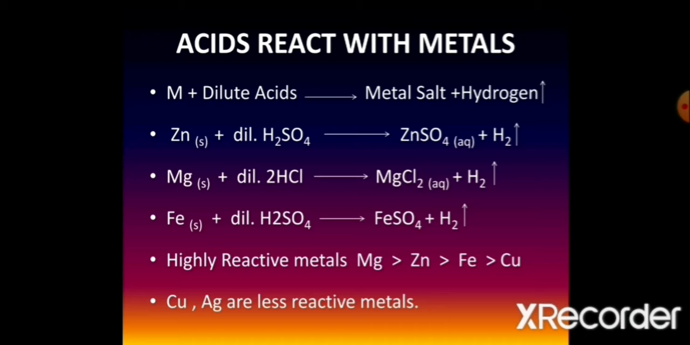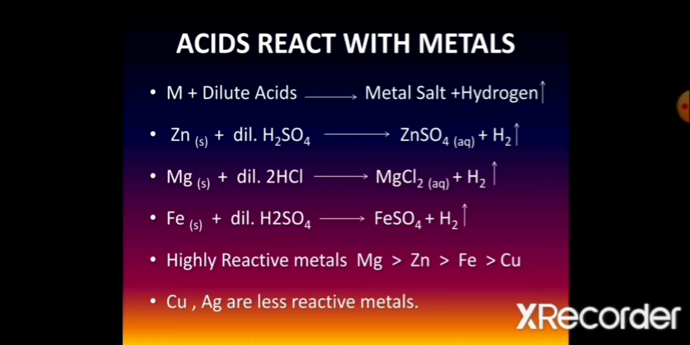Another metal, magnesium, when it reacts with hydrochloric acid, forms magnesium chloride salt and releases hydrogen gas. In the same way, iron metal reacts with sulfuric acid, forms pale green ferrous sulfate salt and releases hydrogen gas. If you compare the rate of evolution of hydrogen gas, you can say that magnesium metal is highly reactive than zinc, zinc is more reactive than iron, and iron is more reactive than copper.